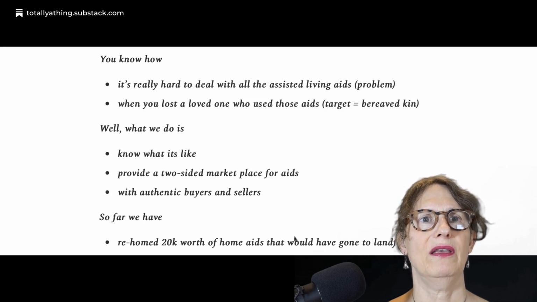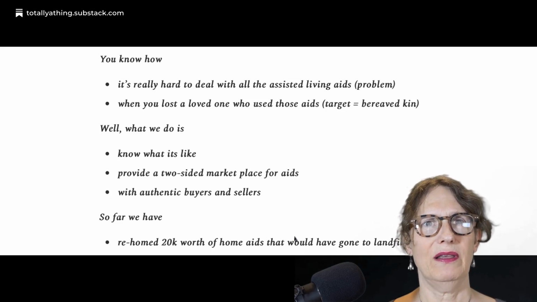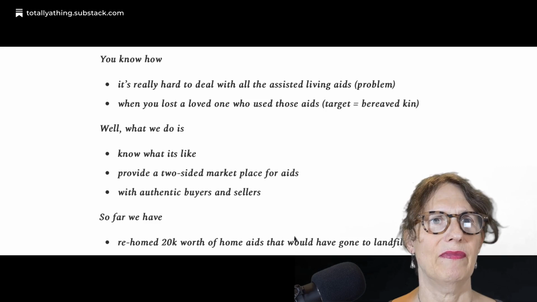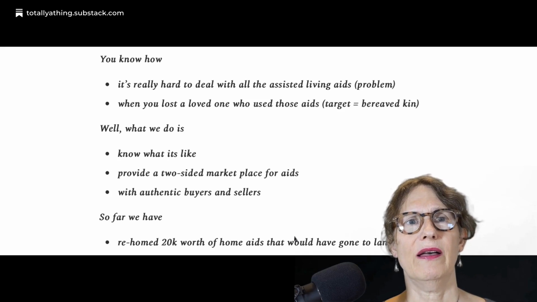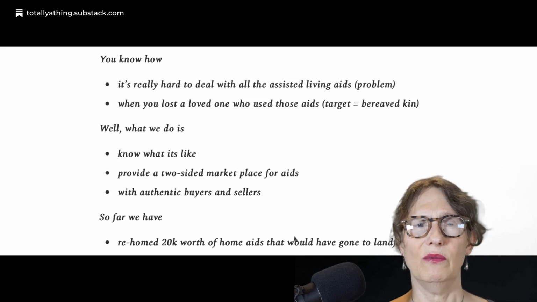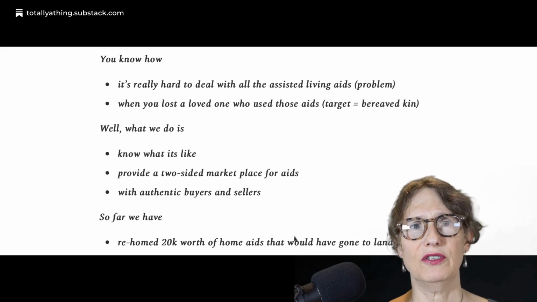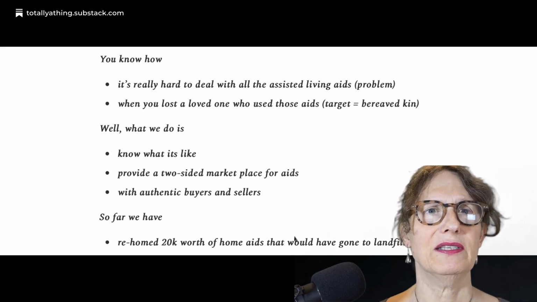So for Brian, it would be, you know how it's really hard to deal with all the assisted living aids when you have lost a loved one who used those aids. So the problem is going to be the assisted living aids, and the target is the bereaved kin of someone, not the loved one who's passed away, obviously. Now, the second part of it, well, what we do is we know what it's like. So we provide a two-sided marketplace for those assisted living aids with authentic buyers and sellers.